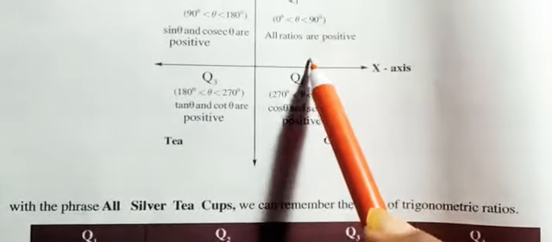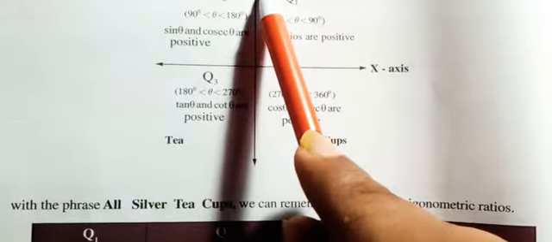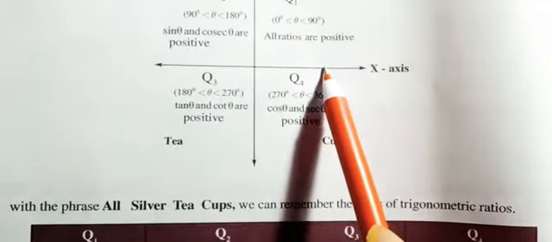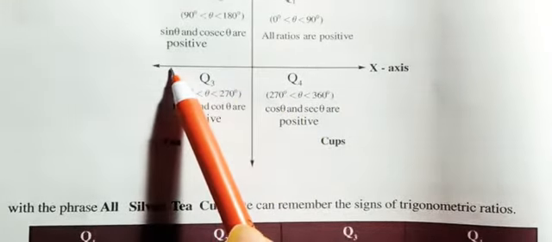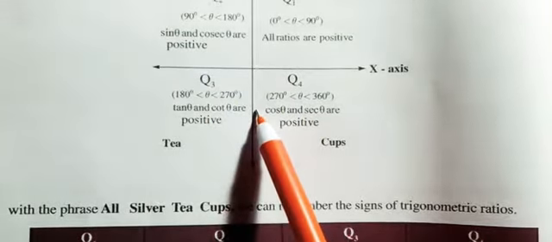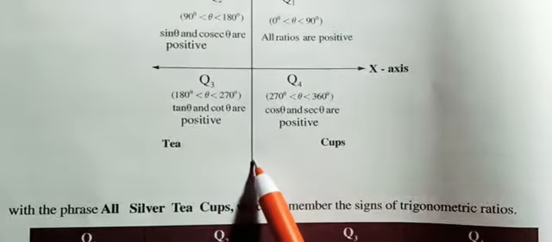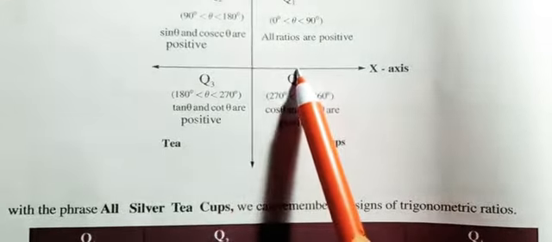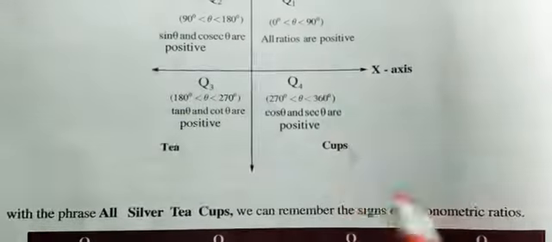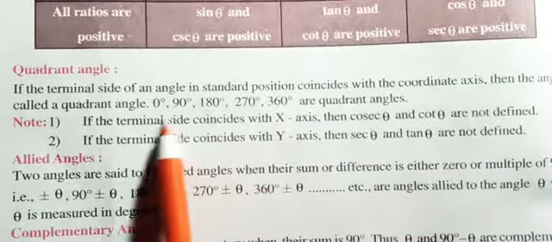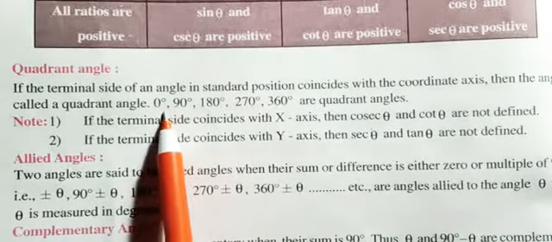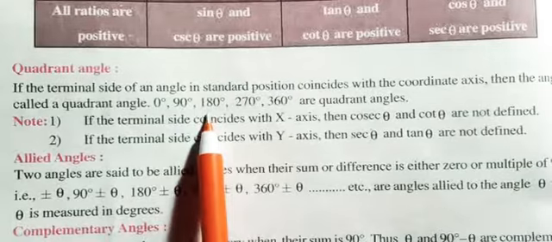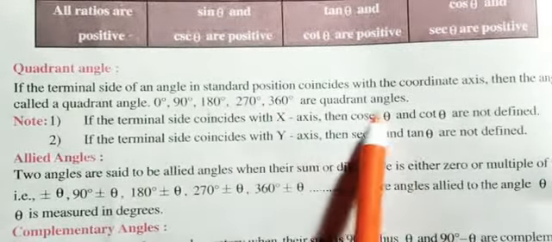Next, after moving 90 degrees, it coincides with the positive y-axis. This is the positive axis coinciding with the positive x-axis. Next, after moving again 90 degrees, it coincides with the negative x-axis. After moving again 90 degrees, it coincides with the negative y-axis, and again after moving 90 degrees, with the positive x-axis. So the quadrant angles are 0 degree, 90 degree obviously, 180, 270, 360.